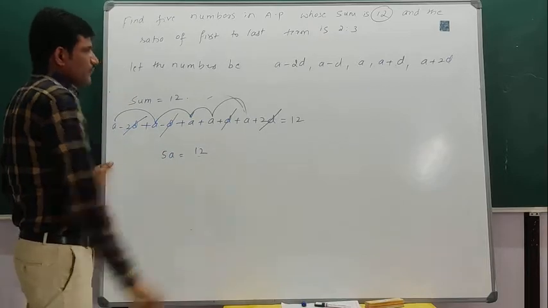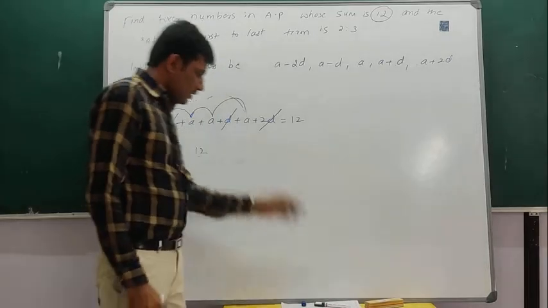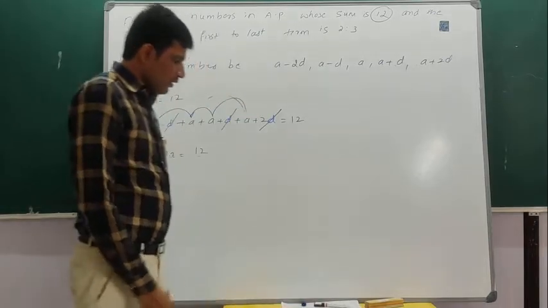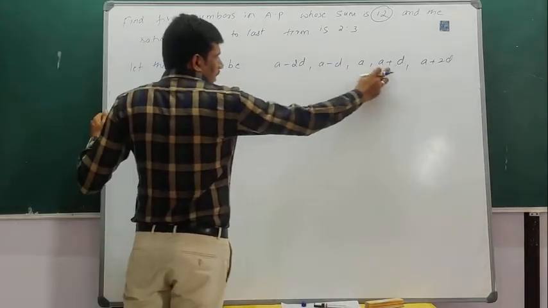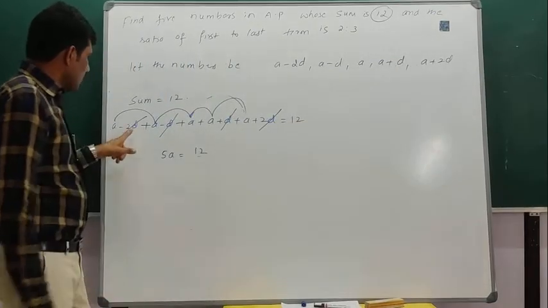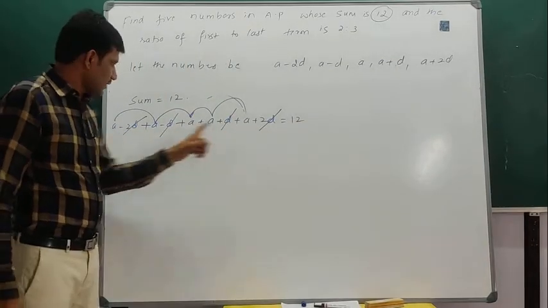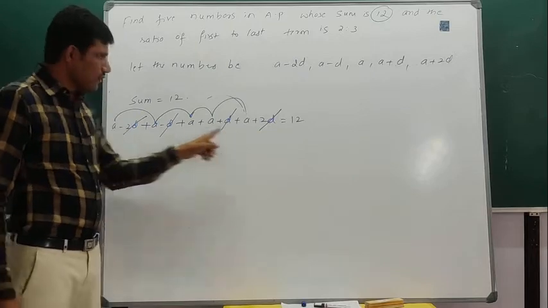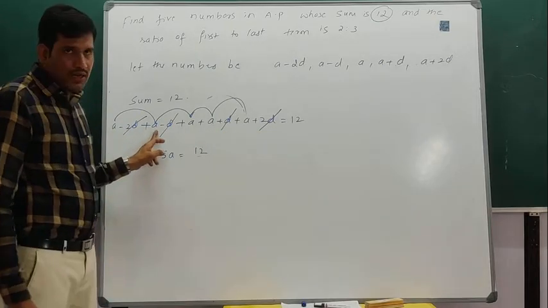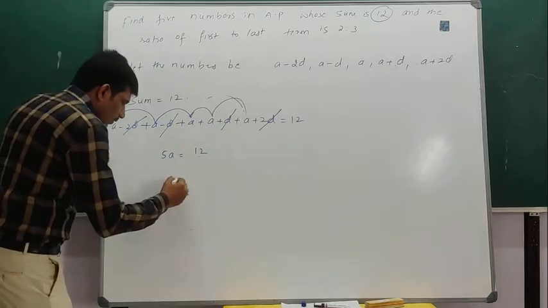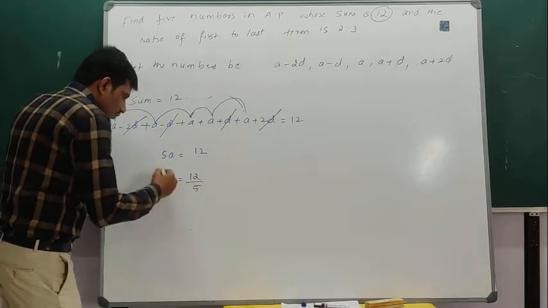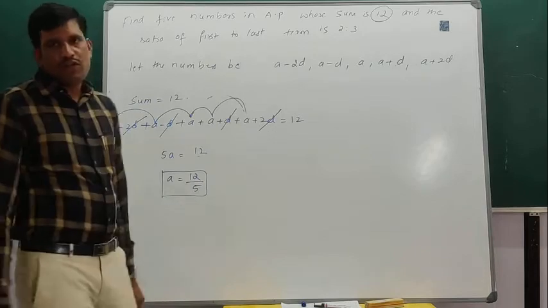So the sum of the numbers is given as 12. The sum means A minus 2D, A minus D, A, A plus D, A plus 2D. Minus 2D plus 2D will get cancelled, minus D plus D will get cancelled. Therefore A plus A, 2A, 3A, 4A, 5A. 5A is equal to 12. Then what is the value of A? It is 12 by 5.